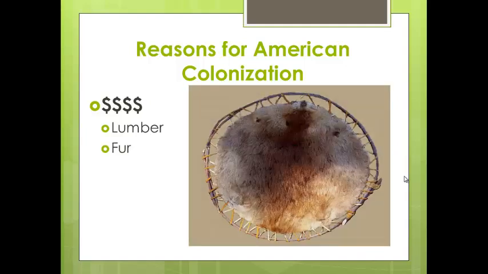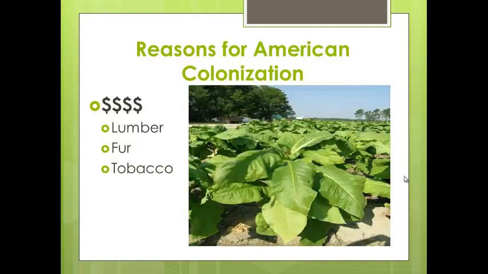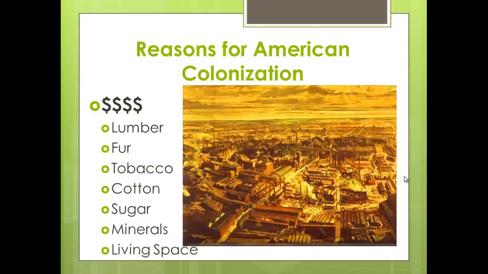We also see a giant fur trade developing, especially with Native Americans. And in the south, the mother of all cash crops was tobacco. Tobacco, yes. And later on, we will see cotton, sugar, different minerals, and even living space as well. What is happening in England at this time that increases the need for living space in America, Mr. Lawrence?